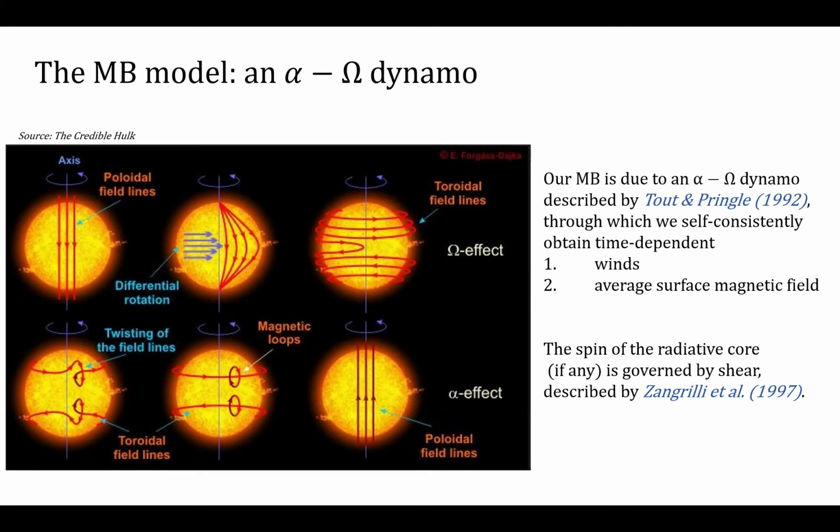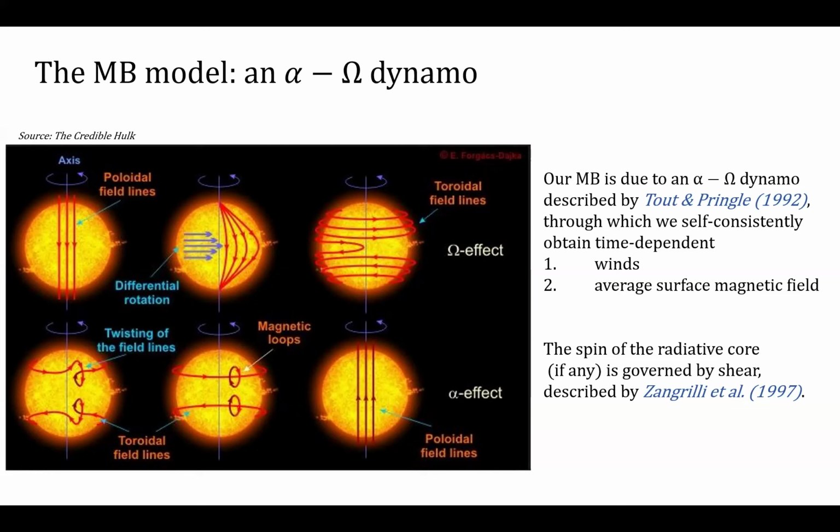They form loops which connect together to form large-scale poloidal fields. This is the alpha effect. So in a steady state, you always have toroidal fields converting to poloidal fields and vice versa. We model the alpha omega dynamo with the prescription by Tout and Pringle, who gave a very simple model of a magnetic alpha omega dynamo for contracting pre-main sequence stars. Such stars are fully convective, but when we model partly convective stars, we take into consideration that the star is partly convective and make due adjustments to the model.